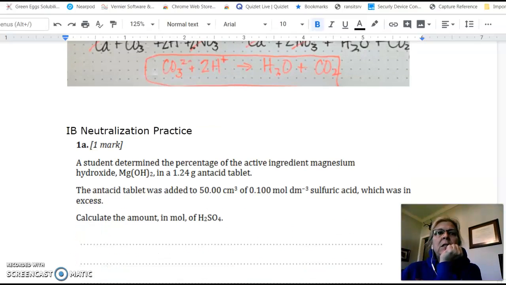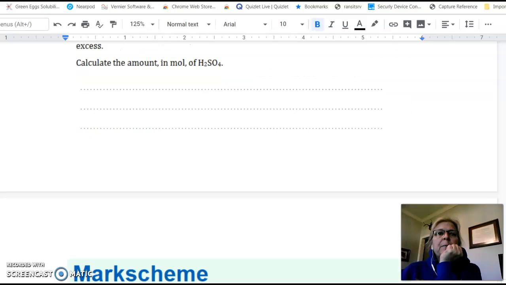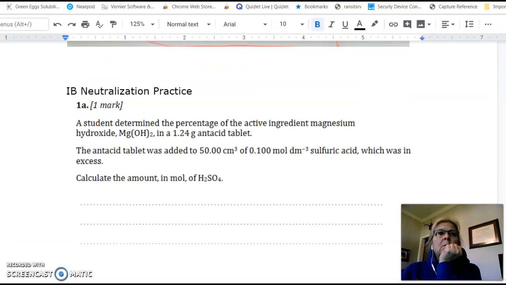In the first one, a student determines the percentage of the active ingredient magnesium hydroxide, see there it's given to you, in a 1.24 gram antacid tablet. The antacid tablet is added to 50.00 cm3 of 0.100 mol dm-3 sulfuric acid. So there you have a volume and a molarity.